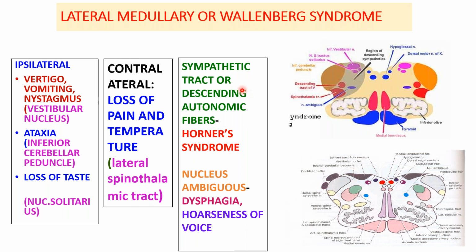There are certain sympathetic tracts or descending autonomic fibers also, so it will lead to Horner syndrome. Now, nucleus ambiguus. Because of the nucleus ambiguus, there will be dysphagia, hoarseness of voice, because those cranial nerves are involved. So because of the nucleus ambiguus, dysphagia, that means difficulty in swallowing, and hoarseness of voice will appear in the patient. So these are the symptoms of lateral medullary syndrome.